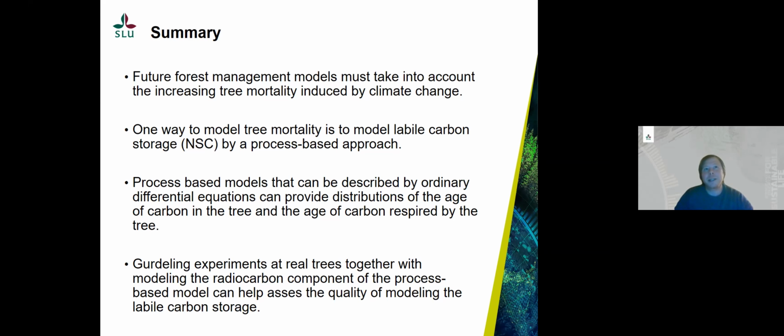The quality of carbon storage modeling can then be assessed by comparing either the mean age of respired carbon to measurements from tree girdling experiments, or even by modeling the radiocarbon component directly. And well, this all can be seen as some conceptual first steps toward including tree mortality and delayed effects in forest management models. And it's basically a summary of my ideas on that topic.